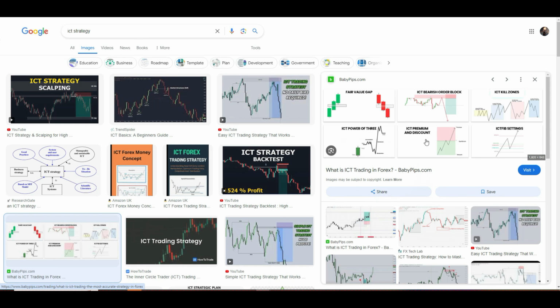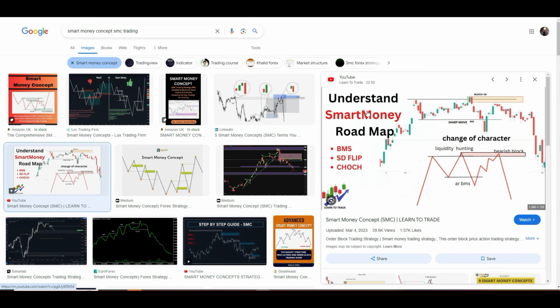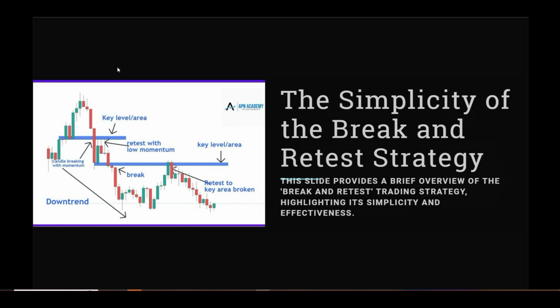And coming back to the point, look at this ICT kill zone. Who wants to learn all these different concepts? Look at the fair value gaps, ICT bearish order blocks, the premium and discount levels, the 70% and the 30%, the power of three, the Fibonacci settings. It's too much, or overwhelming to say the least. And the smart money concepts, look at all this, guys: CHoCH, change of character, BMS, SD flips, liquidity hunt. It's crazy.